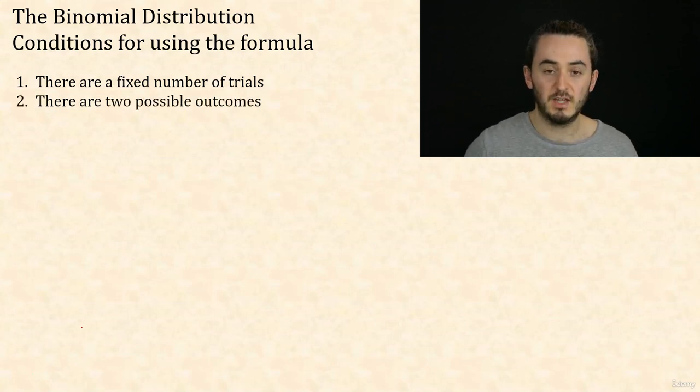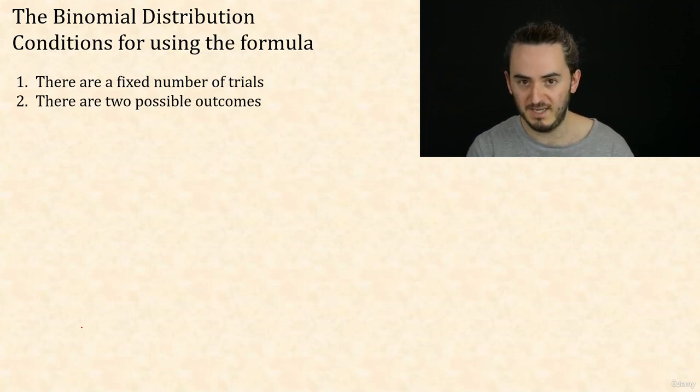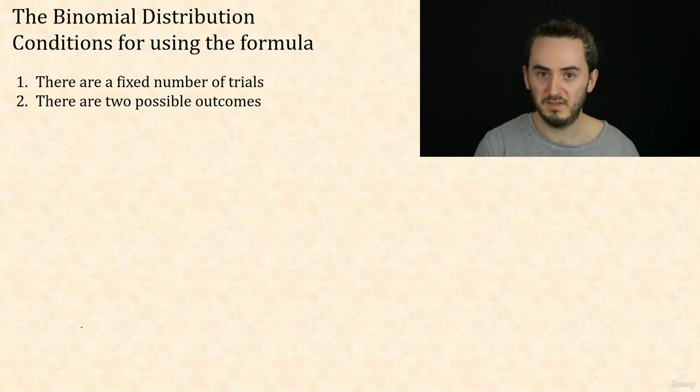The next condition is that there can only be 2 possible outcomes. So in all of our situations, it's either I got the basketball in or I didn't, or a player won the game of badminton or they didn't. That's important, and the clue is in the name, binomial, bi meaning 2. So there must be 2 possible outcomes.